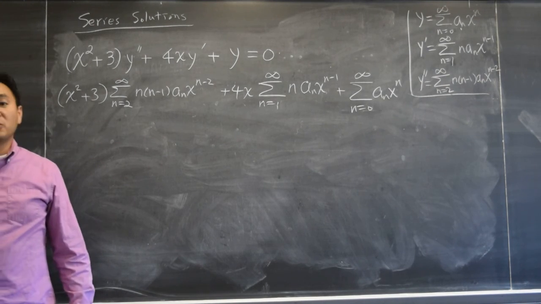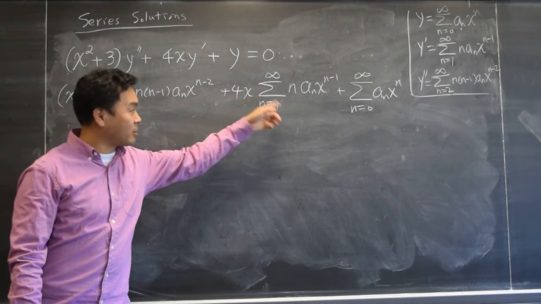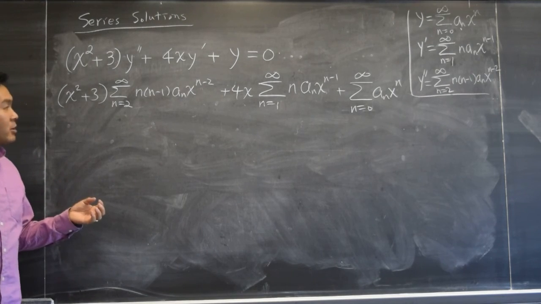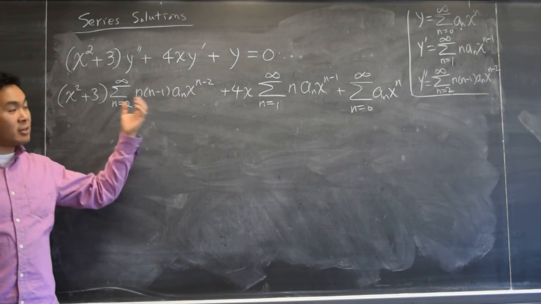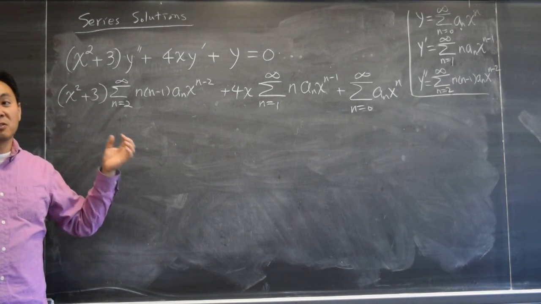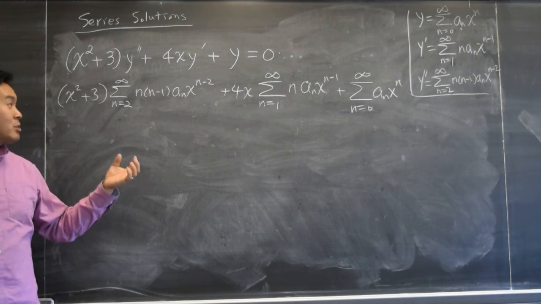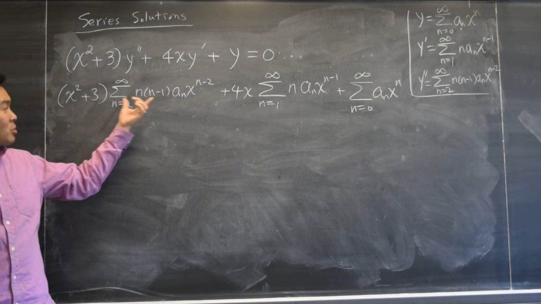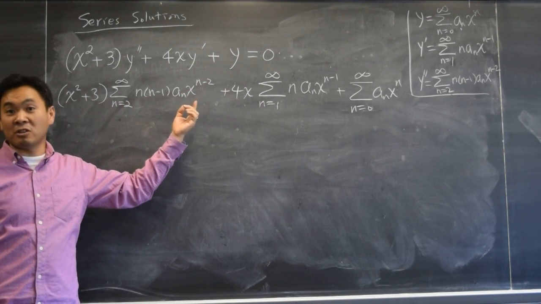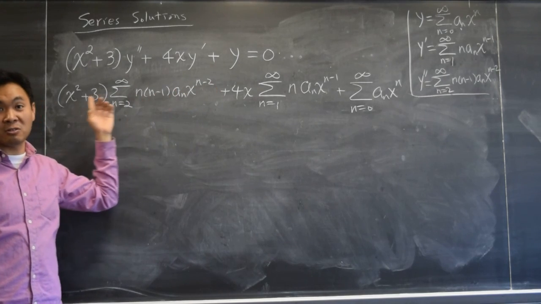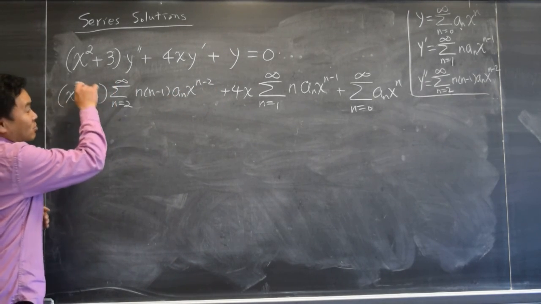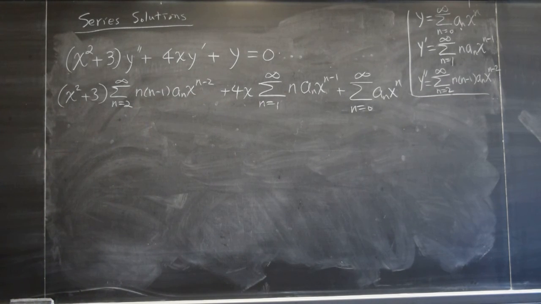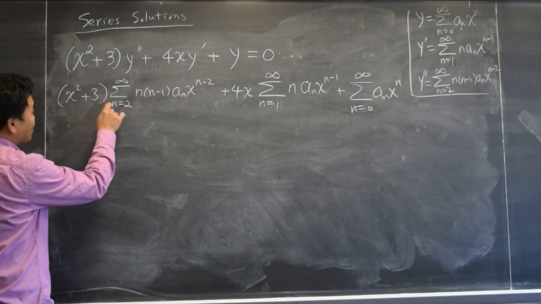Now the next thing you want to do is to multiply this inside, right? However, our method of solving requires organizing everything in terms of like terms, so you need the same exponents of x. And this does cause a problem, because if you multiply x squared plus 3 inside, one term will be x to the n, whereas the other term will be x to the n minus 2. So there will be two terms with different exponents of x, and that's not good. So what we are going to do is split this into two.